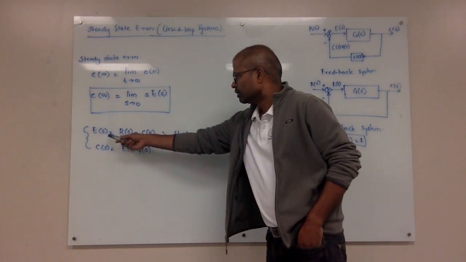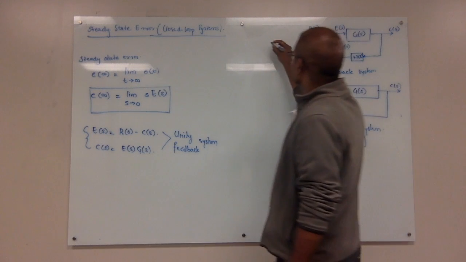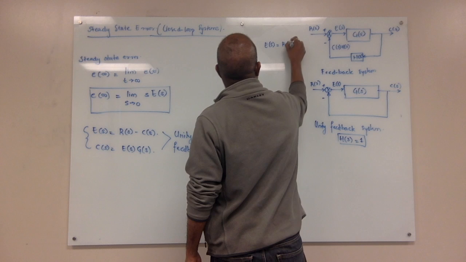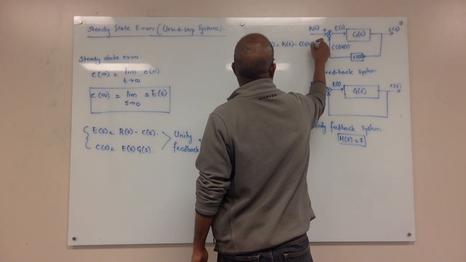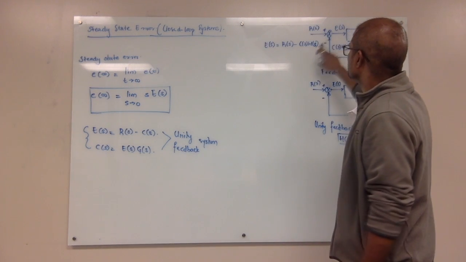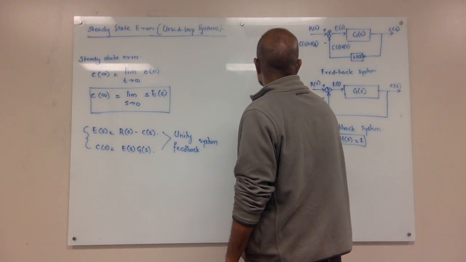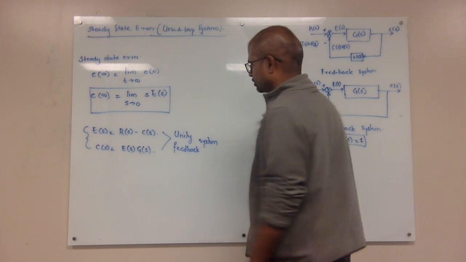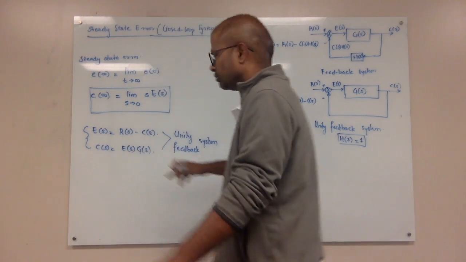What is E of S here? It's R of S minus C of S times G of S. You have H of S, C of S, H of S, right? Oh wait, never mind. Sorry. Okay. Here E of S is R of S minus C of S. Right. You got it? So this conforms to unity feedback system. This is simply true for either this or that.